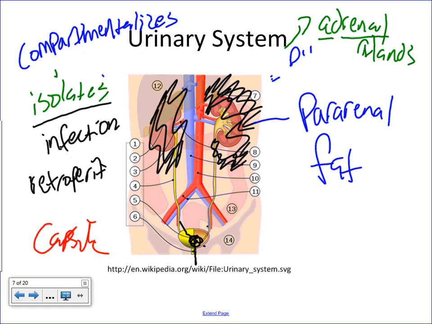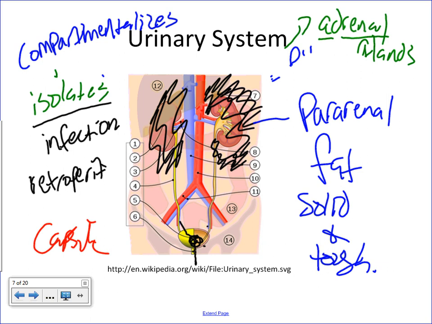Now this fat is a little different than what you would think of as subcutaneous fat, the fat located underneath the skin. The fat underneath the skin is more for energy storage purposes and so on, whereas this fat is a lot more solid and tough, and its main purpose is to hold the kidneys in place and protect them. So this fat is a physical presence that's there just to physically support the kidneys, not to be used as an energy source like subcutaneous fat.